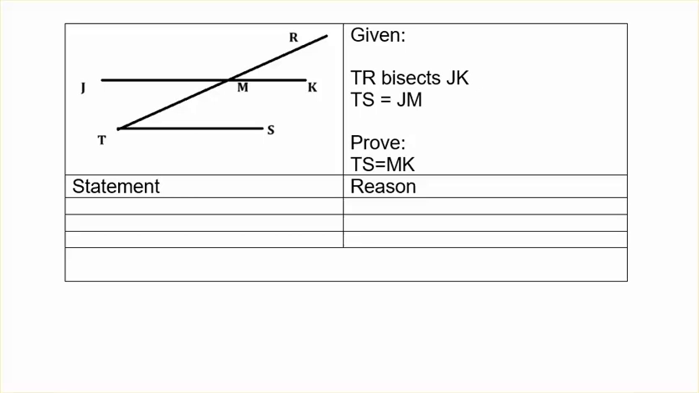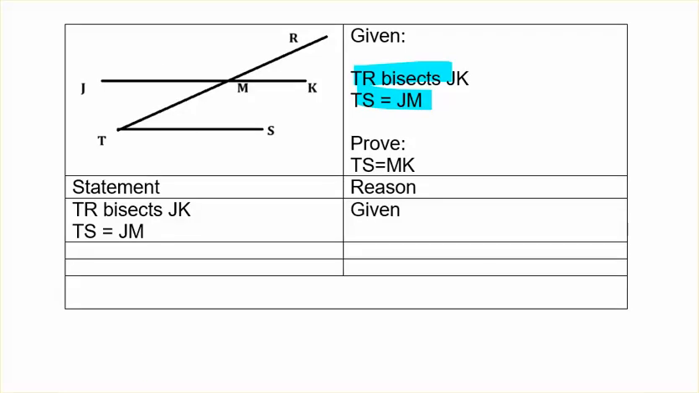Another one. Here we are given that TR bisects JK and that TS equals JM. We want to prove that TS equals MK. Okay, let's start our proof. Hopefully you remember, we always write down the given information, and our reason is simply the word given. So I'm going to pause and type that down. So we've simply listed what they told us is true.